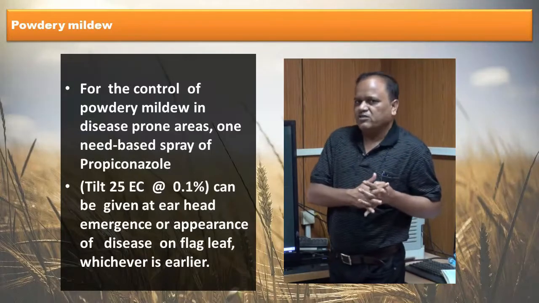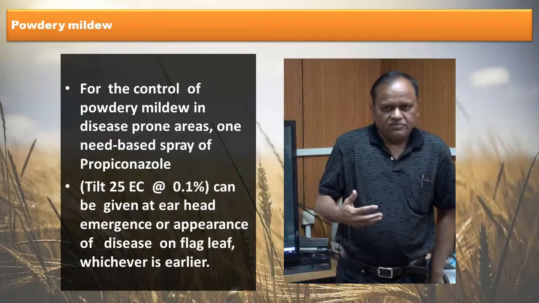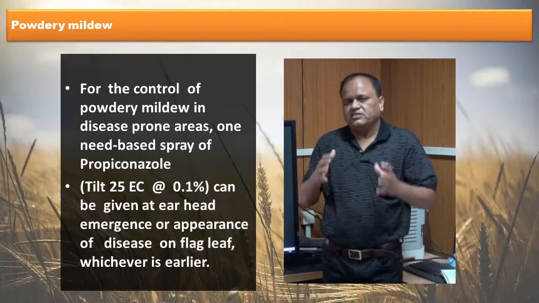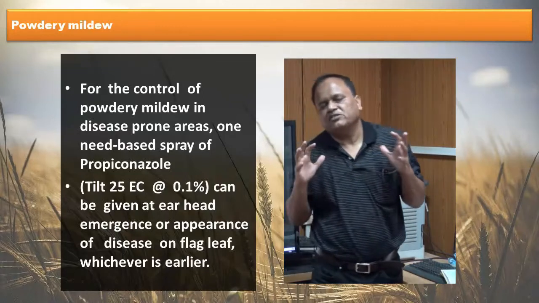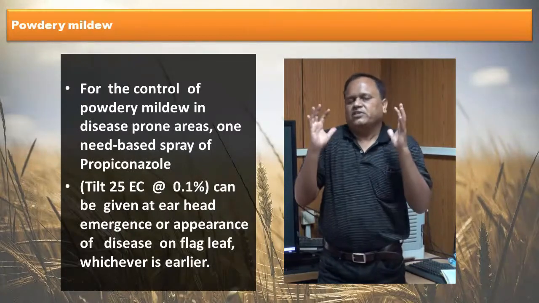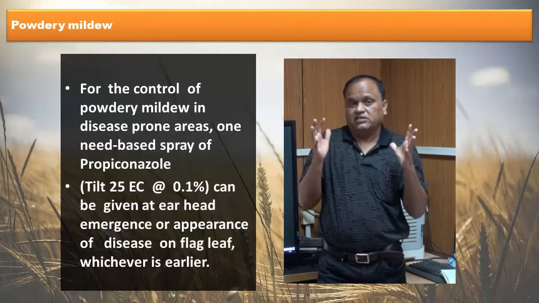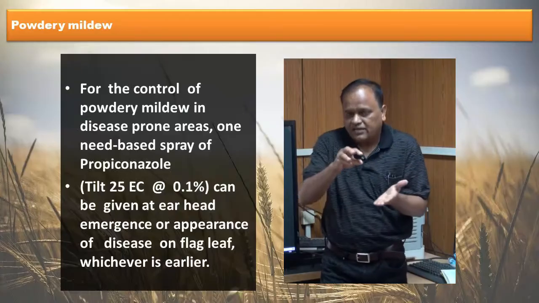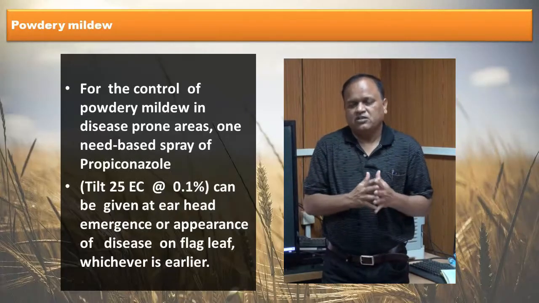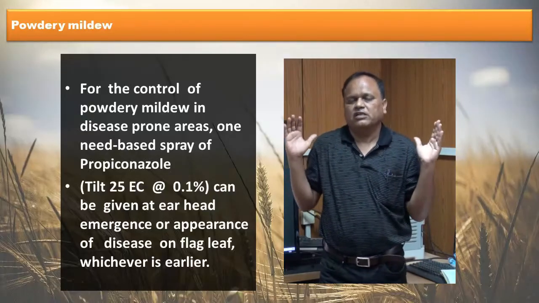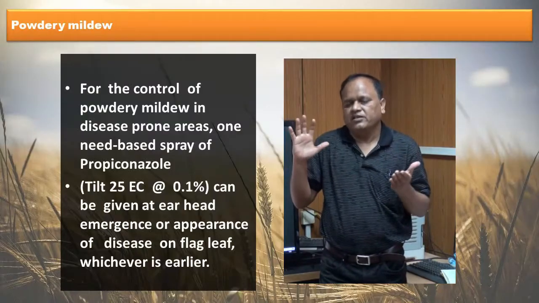Now you can ask the question, what is flag leaf? Flag leaf is a leaf which actually covers the spike or the ear head. The leaf which covers the ear head or the spike is called the flag leaf. Usually the flag leaf is area-wise very wide and very long.